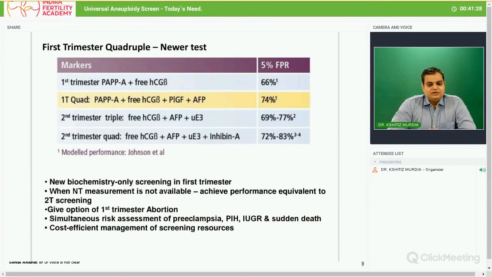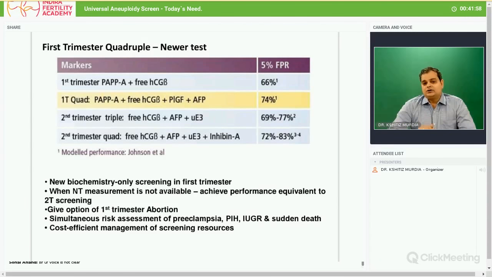Newer things have come up, and among them, one is the first trimester quadruple test. We all know that NT is something which is very difficult to take. It needs time to learn how to take the NT. Even someone who is very skilled in taking the NT may still struggle to get the proper NT. And the NT should be taken as per the FMF criteria. Otherwise, it's of no use or no meaning.